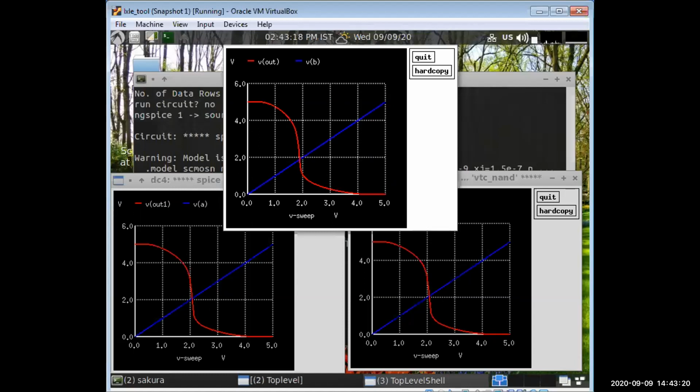This is changing VA. This is changing VB. And this is the curve we got with both the voltages the same. So compare this, which is shifting right and which is shifting left. And this VB has shifted left.